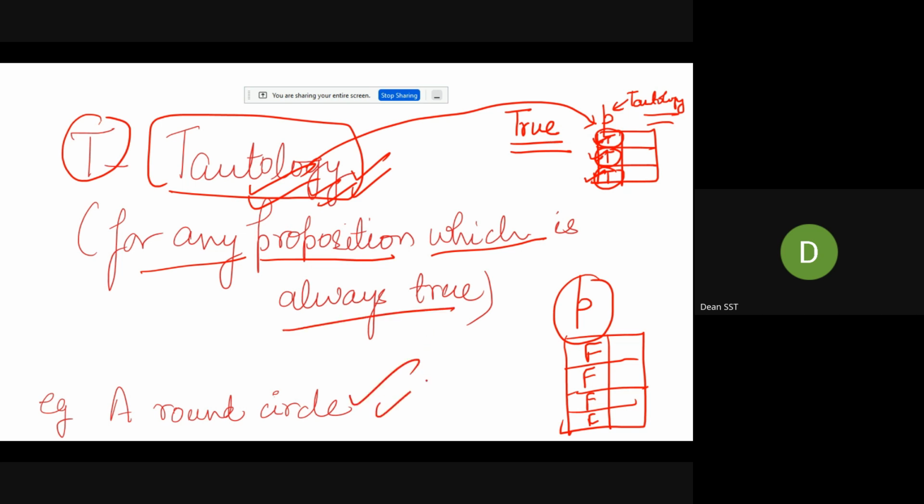For example, a round circle. A circle is always round, so we will have the value true.